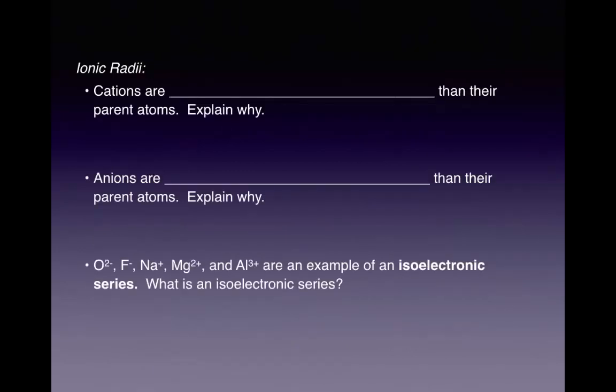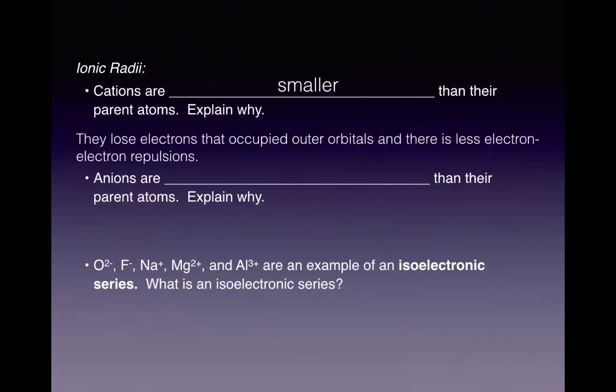We're now going to quickly talk about ionic radii, so the radii of ions. As you can imagine, cations are smaller than their parent atoms, and the reason why is because in order to create a cation, you have to lose electrons, and those lost electrons occupied outer orbitals, and therefore there are fewer electron-electron repulsions, and therefore the size of the atom itself, which we measure by the outermost electron, has decreased.